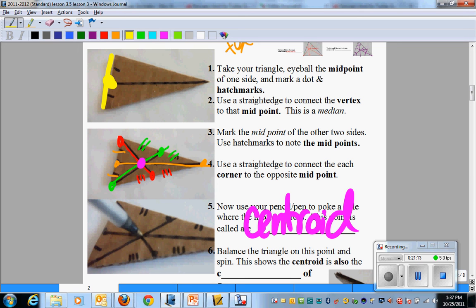Yes, where all the medians connect. Where the medians connect. Okay, there you go.